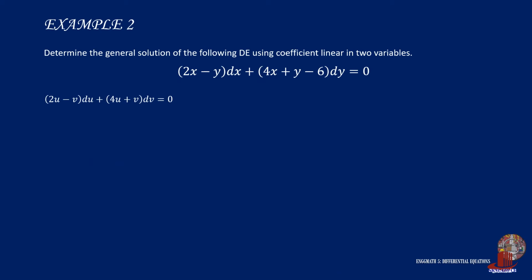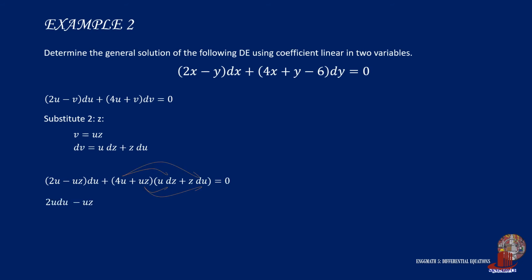Solve using the concept of homogeneous equation by substitution where we choose v in terms of the other variable u multiplied with z. So the derivative of v is dv, which is equal to u dz plus z du by product rule. Plug the replacements into the equation. The second term would require the FOIL method to be simplified, leaving us with the longer equation.